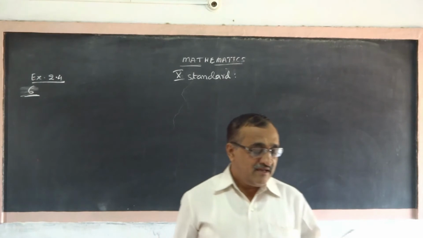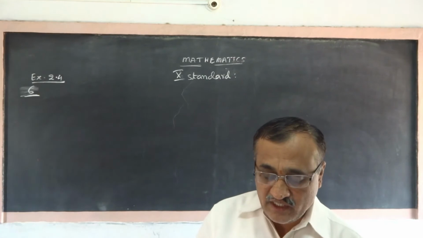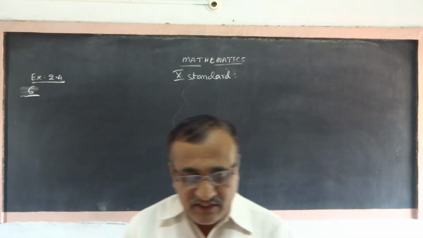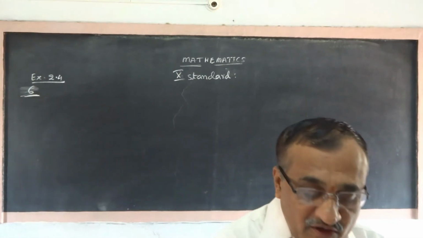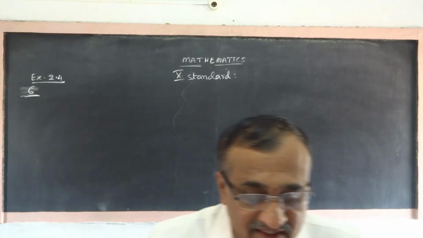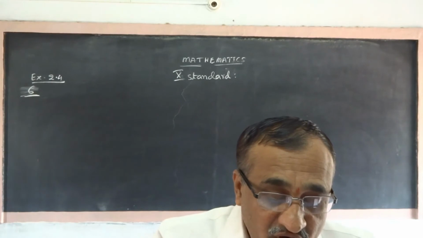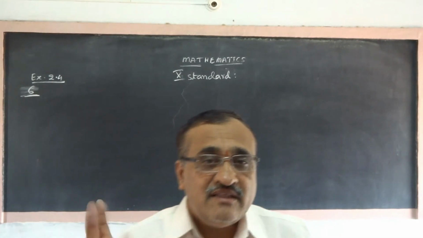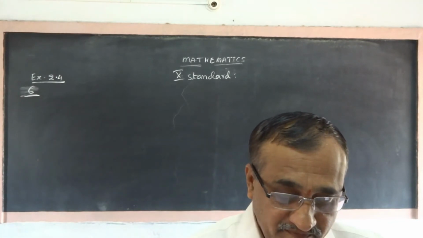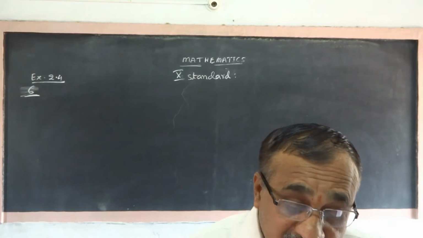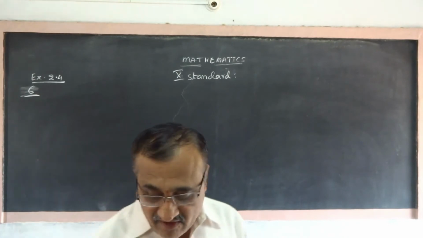Prove that the ratio of the areas of two similar triangles is equal to the square of the ratio of their corresponding medians. What do you mean by median? Prove that the ratio of the areas of two similar triangles. They have given that two triangles are similar. The ratio of the areas of similar triangles is equal to the squares of the ratio of their corresponding medians. That we require to prove.